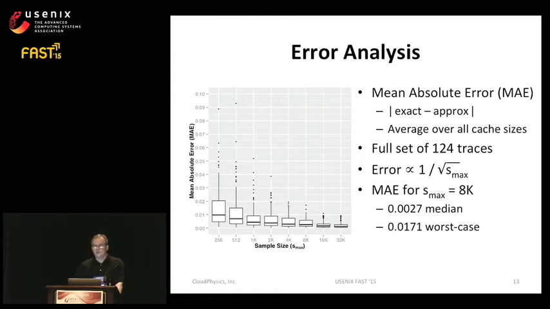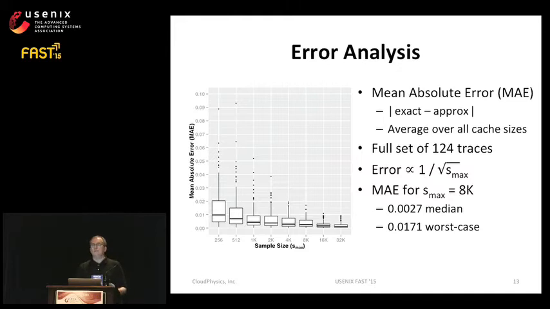The y-axis is in units of the error metric, mean absolute error, or MAE, which has also been used to quantify error in related work. It measures the distance between the exact miss ratio and the approximate one, averaged over all cache sizes. The top of each box marks the 75th percentile of the distribution, the bottom is the 25th percentile, and the black bar in between shows the median. Outliers are represented by dots.